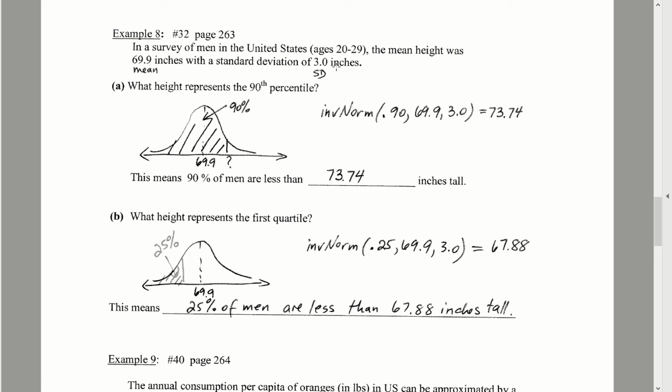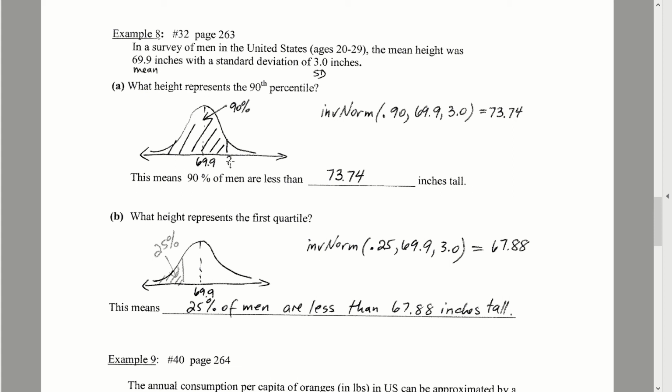So again, whenever you read a problem like this and you pick up on that specific value of a mean and standard deviation, it's a good idea to write that somewhere off to the side. So the mean, mu, is 69.9. The standard deviation, sigma, is 3.0. The first question is, what height represents the 90th percentile? So we're looking for the value, this would be an x-score by the way, such that 90% of the values would lie below this particular height.